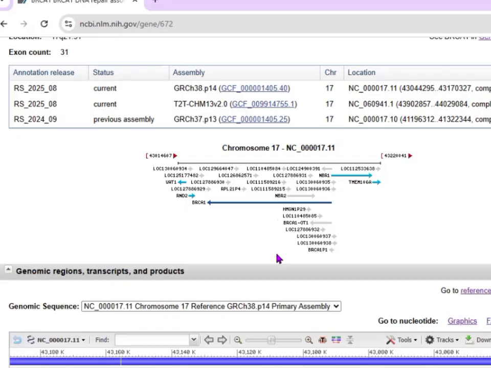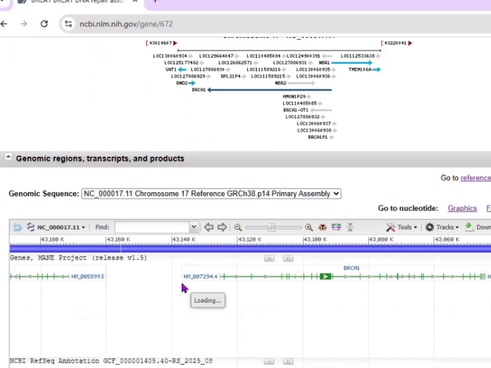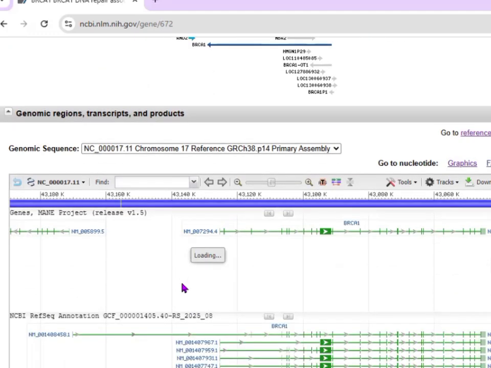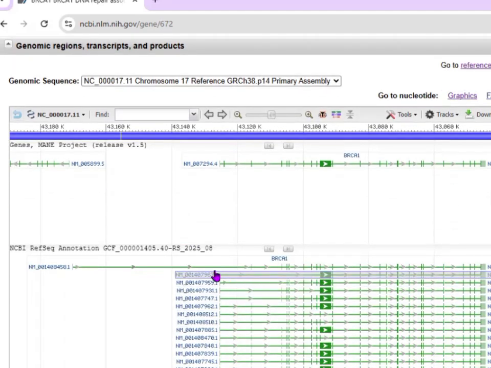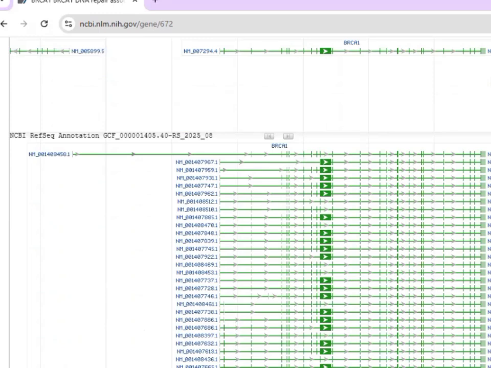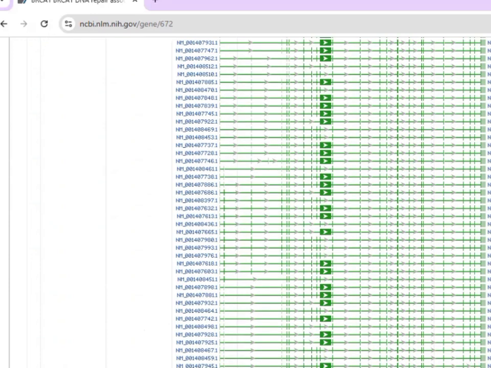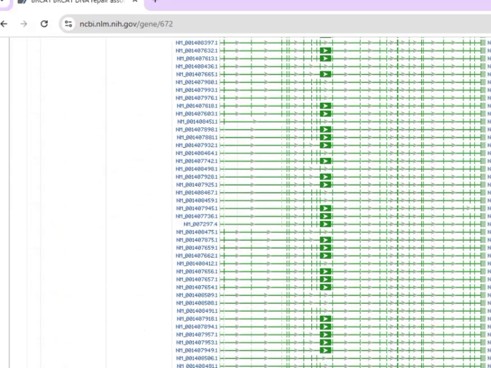Next is transcripts and products. A gene does not directly produce a protein. First, DNA is converted into messenger RNA through the process of transcription. So here you can see many transcripts of this gene. Now, a single gene can produce, as you know very well, multiple transcripts through a process called alternative splicing. This means that one gene can generate different messenger RNA molecules by combining exons in different ways. These different transcripts may produce different protein isoforms.